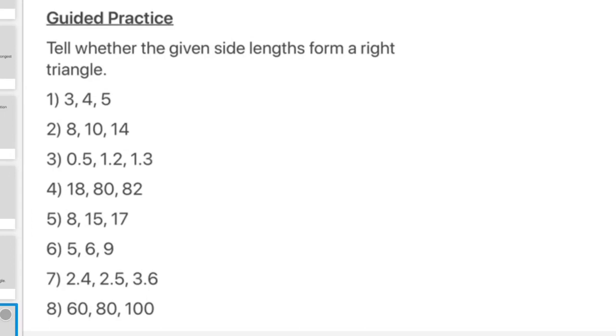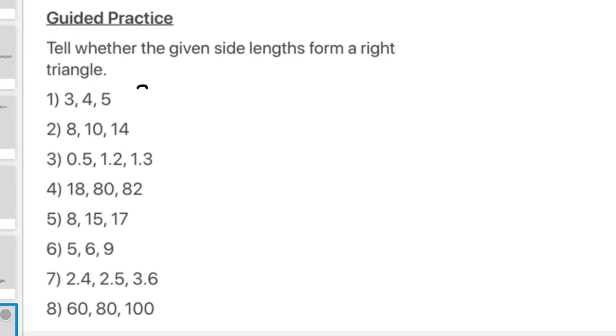Let's go ahead and try number 1 on our desks. I want you to tell me whether the side lengths that are given form a right triangle or not by plugging the 3 side lengths into the Pythagorean theorem and seeing if it makes a true statement. Pause the video now and try number 1 on your desk. Okay, so I hope that most of us have tried number 1 on our desk. So let's go ahead and work it out together.